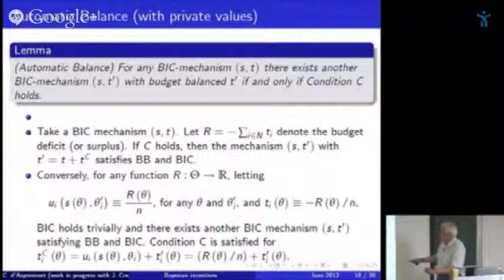So if you take a big mechanism, you change the transfer thanks to condition C, you add the two types of transfers and you get the result. For the other direction, you have to construct a utility function and you make these utility functions such that the two cancel, so you don't have incentive problems. And then you show that there exists another big mechanism satisfying budget balance, and so condition C is satisfied when you add the utilities and the transfer. It's just going back and forth.